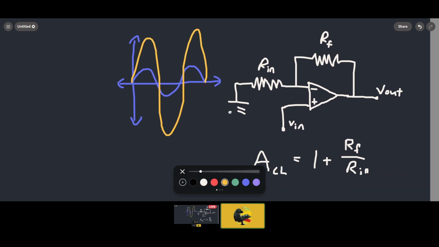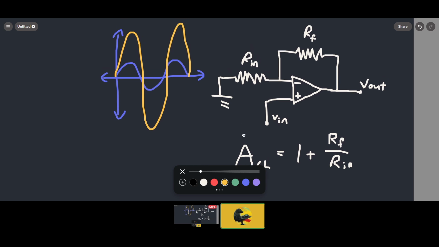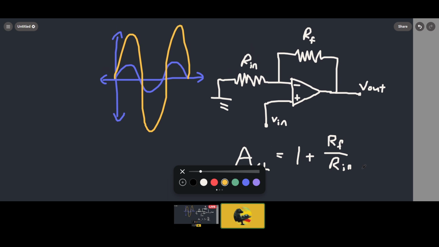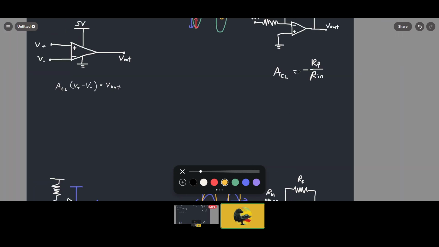So that's pretty much it. And then the equation to get the closed loop gain is 1 plus RF divided by Rin. Yeah. So, oh yeah, and this stuff you need to memorize.